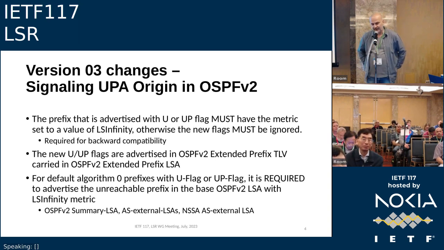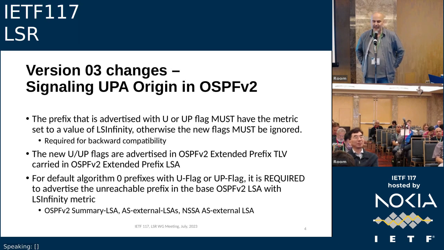So a couple of changes that we introduced. Basically, in OSPFv2, we have to advertise these new flags in a different LSA because we have no way of adding them into the original non-extendable LSAs. So what we added in the text: we always said we need to advertise the prefix with the unreachable metric, plus you can use these newly defined flags. Unfortunately, in OSPF, these are in two different LSAs. So what we added as a clarification in the latest version is that even if you advertise this flag in OSPFv2, you still need to advertise the prefix in the old-fashioned way with the LS infinity metric. Next one.